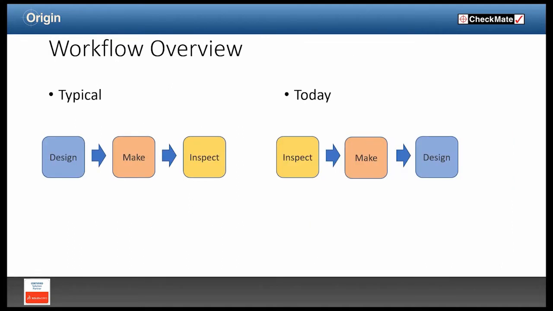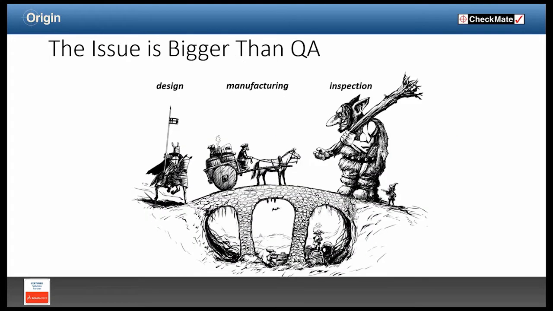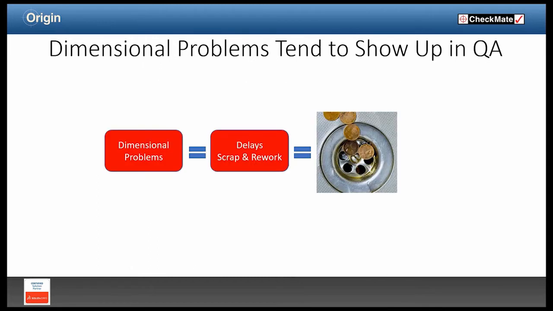Second, let's consider the workflow. People tend to think of this as a one-way flow from design downstream through manufacturing to inspection. Today, though, we're flipping the script and we're starting with inspection and working upstream through manufacturing to design. The reason that we did this is that dimensional problems tend to get blamed on QA. And while it's true that the costs of delays and scrap and rework can be pretty painful when QA says that a part can't ship, oftentimes the problem really originated someplace else.